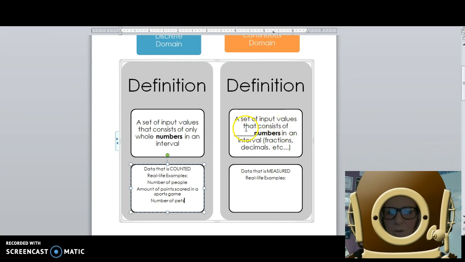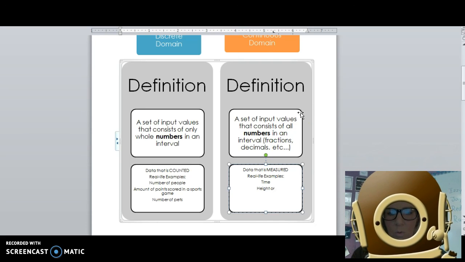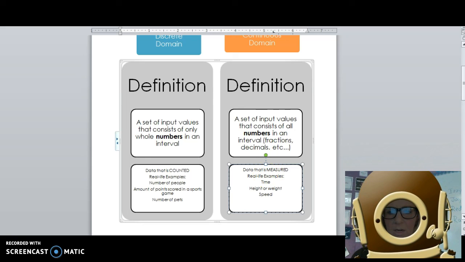Okay, let's look at our graphic organizer. So the definition of continuous data is a set of input values that consists of all numbers in an interval. So fractions, decimals, etc. So it's data that can be measured. So things like time, your height or weight of something, the speed at which you travel. So those are some real-world examples that you might use for continuous data.